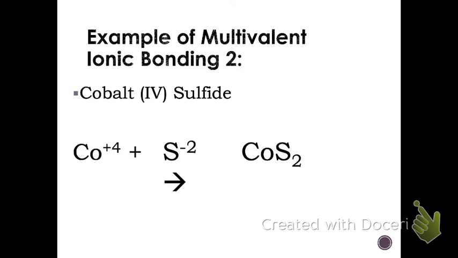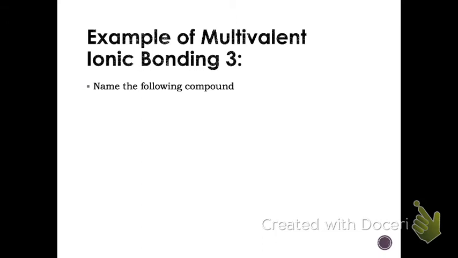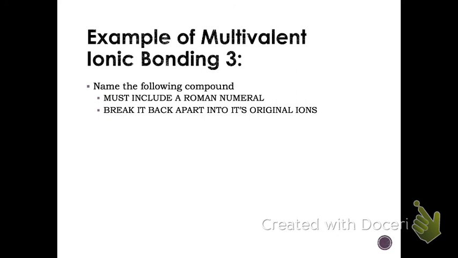All right, so now what we're going to do is we're going to go to naming. And so formula writing isn't too bad because you have the name, it's got a Roman numeral in it. The Roman numeral tells you the charge of the metal. And so then you just write the formula the way you normally would. When you name these types of compounds, the name has to have a Roman numeral. And in order to figure out what the Roman numeral is, you have to work backwards. So we have to break it apart into its original ions.